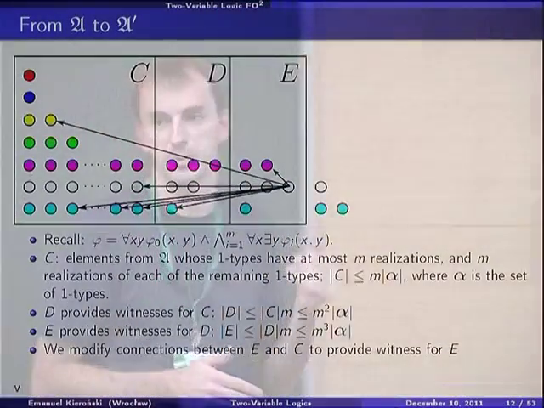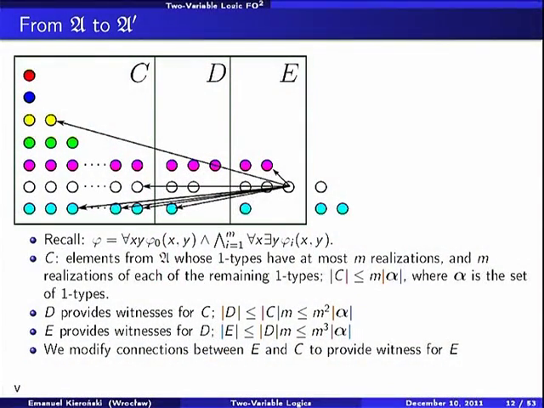Of course, we may restrict our vocabulary to the symbols which appear in the formula phi. So this is exponentially many times linearly many. In the set D, for each element from C, we add at most m elements. Similarly, in E, for each element from D, we add at most m elements. So the total number of elements in C plus D plus E is exponential with respect to the size of formula phi.